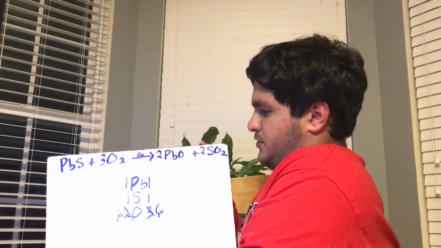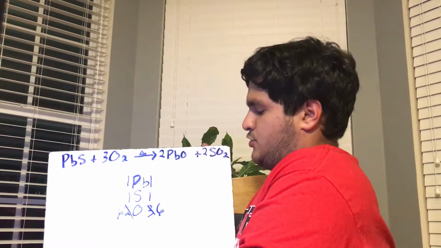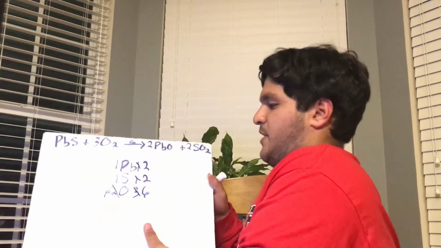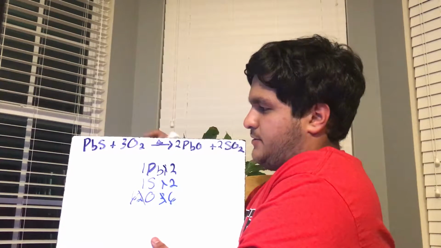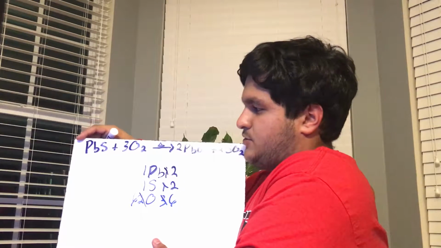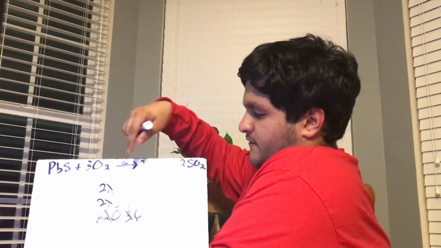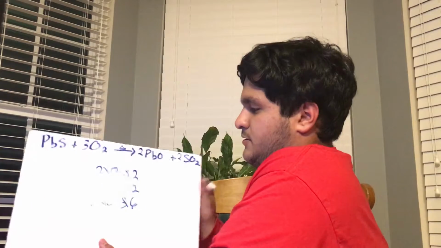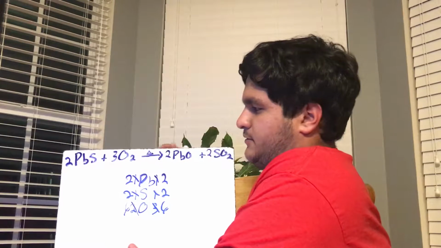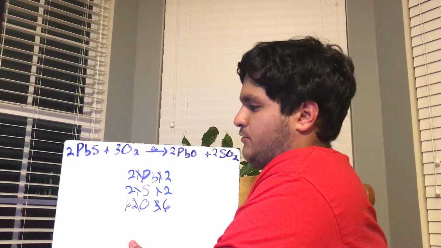But when placing the 2 here and the 2 here, that also gives us 2 lead and 2 sulfur. So we have 2 lead and 2 sulfur on the right side, but only 1 lead and 1 sulfur on the left side. So we want to multiply the lead-2 sulfide by 2 to get 2 sulfur and 2 lead. So now everything is the same on the left and the right, and this is our balanced equation. We can use this equation whenever we need a molar ratio.